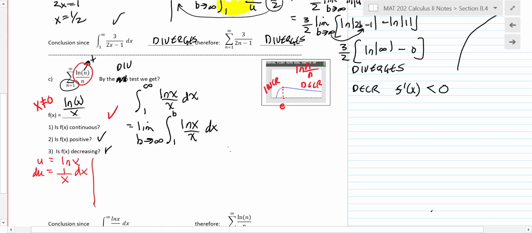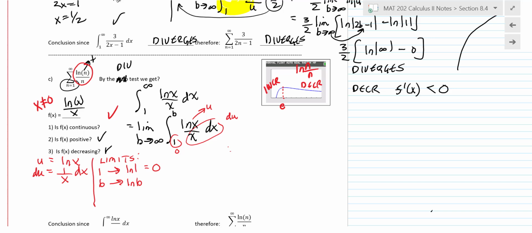Now let's do the limits. Don't forget to change your limits. Let's start with 1. So we're going to do ln of 1. And ln of 1 is 0. So that limit is going to go to 0. ln of x is going to go to u, and dx over x is going to go to du. Let's do the same thing with b. That's just going to go to ln of b. So we're now ready to do our u integral.